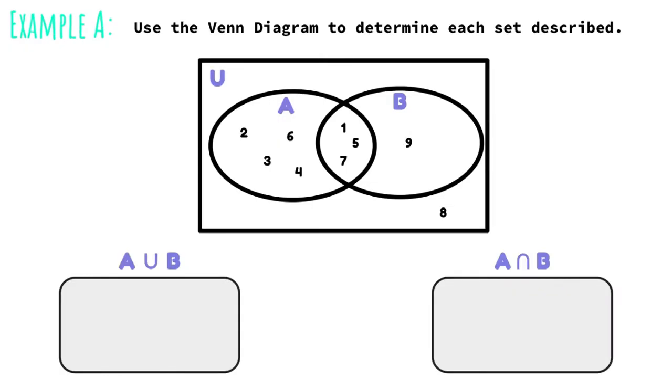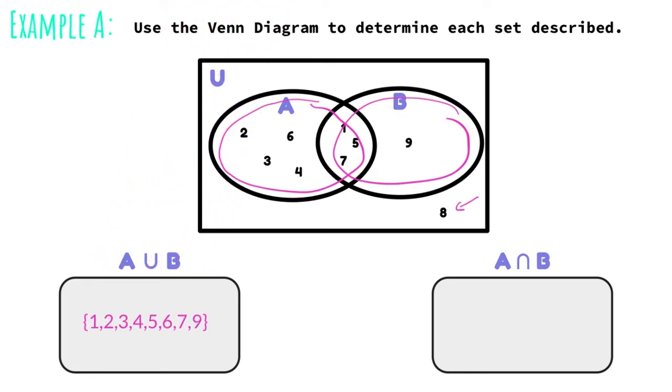So here we are at example A, and it says use the Venn diagram to determine each set described. So we've got to figure out, on the left-hand side, A union B, and on the right-hand side, A intersect B. So for A union B, we're going to be looking at things that encompass all of A and all of B. So if we look at that, it's going to include every number that we see except for this 8 that is in neither A nor B. So when we're talking about A union B, we know that's going to include all of the numbers 1, 2, 3, 4, 5, 6, 7, and 9.